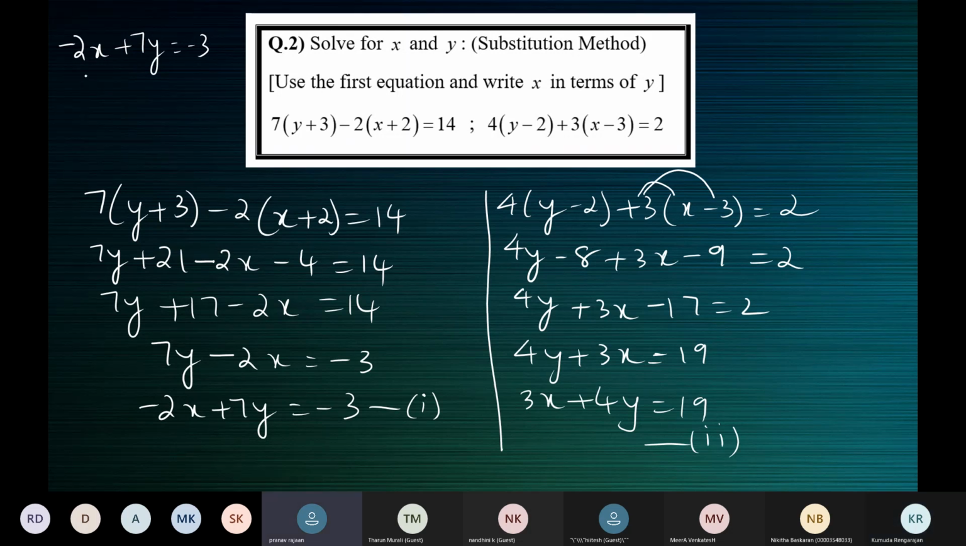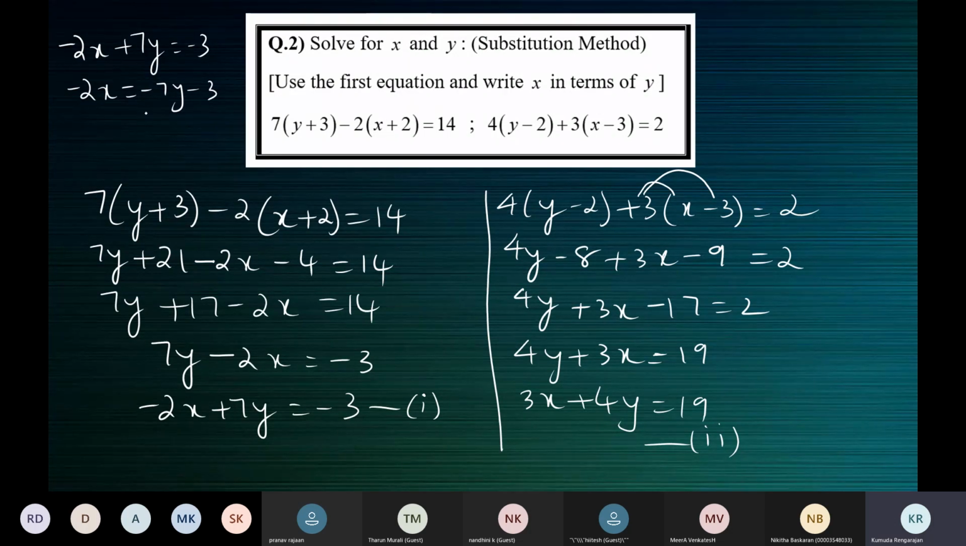Minus 2x is equal to minus 7y minus 3. Minus 2x is equal to minus 7y minus 3, and x is equal to minus 7y minus 3 divided by minus 2. So Nikita, okay, Pranav, thank you.